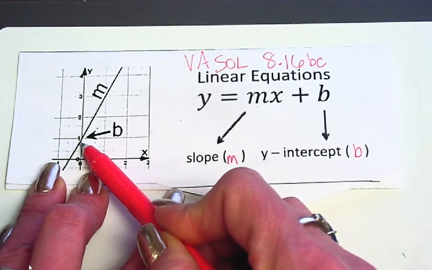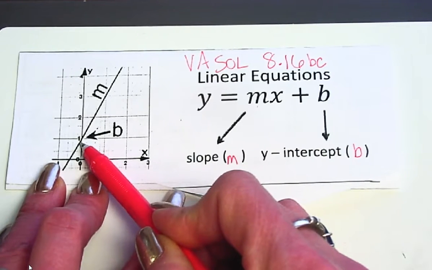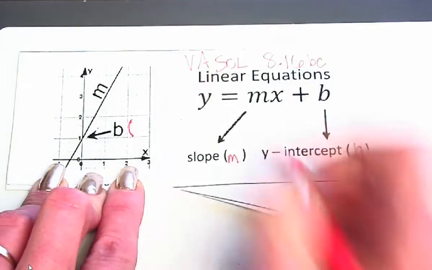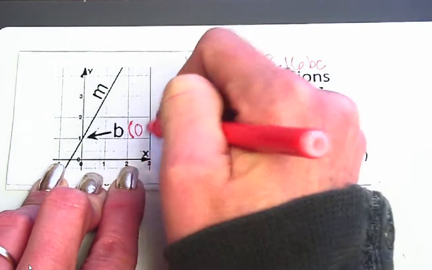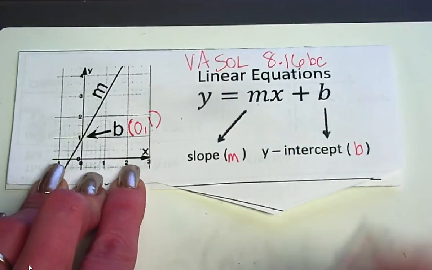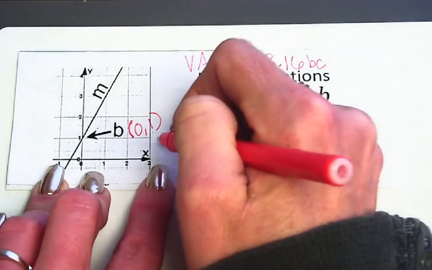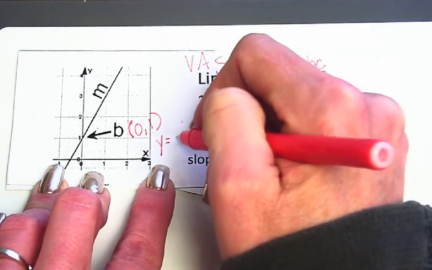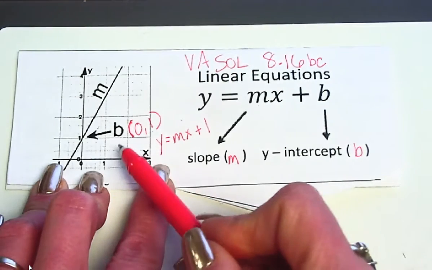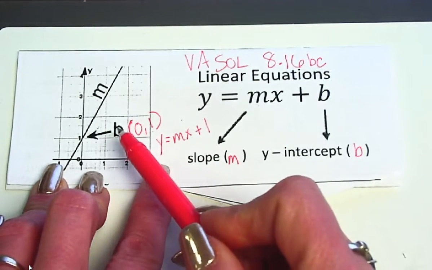So if we look at this example here, you can see that b is the place that you hit the y. So in this case, our y-intercept, b, would be (0, 1). So if I were to write this as an equation using this format, it would be y equals mx plus 1. That 1 being the place where it hits the y-axis.